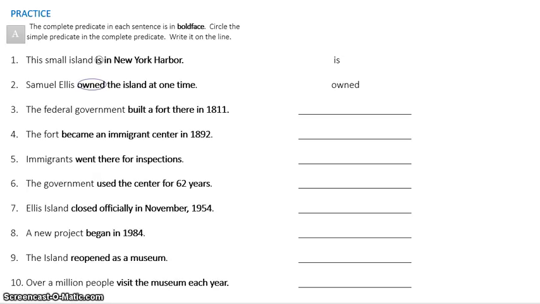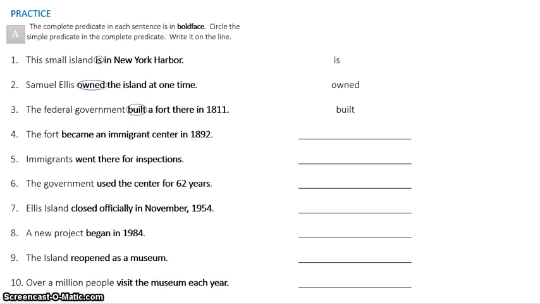All right, now that you have done 3 through 10, you need to look at 3. It says the federal government built a fort there in 1811. Built a fort there in 1811 is the complete predicate. You should have circled the word built and written it on the line. Built is the action. It's the verb. So simple predicate means verb.